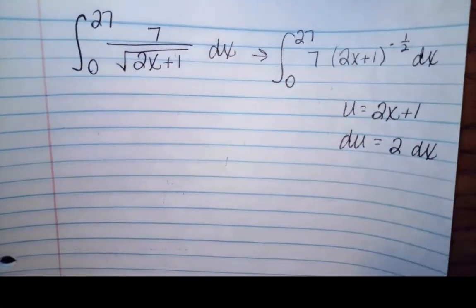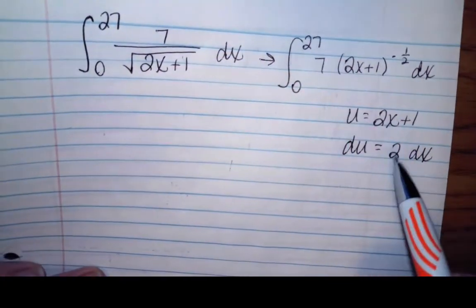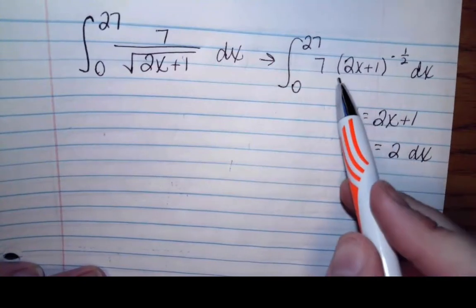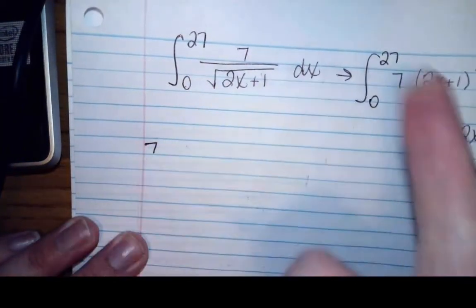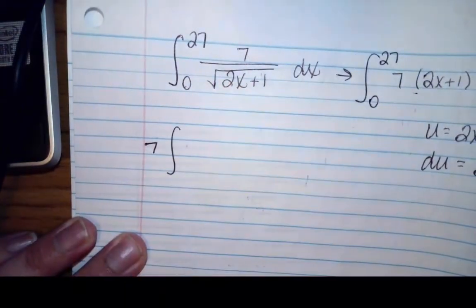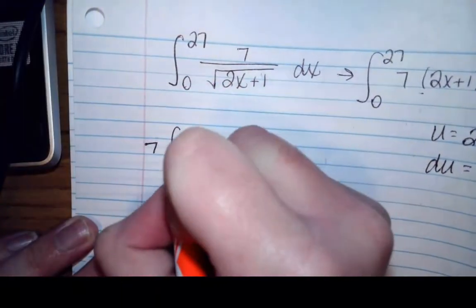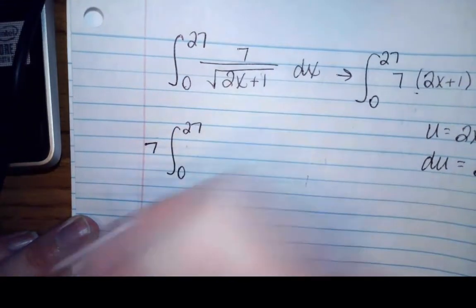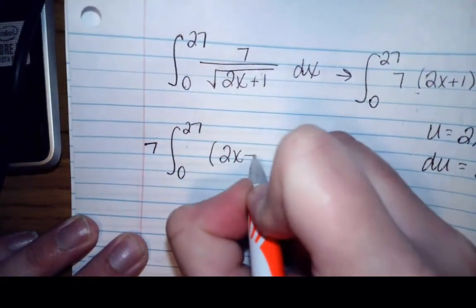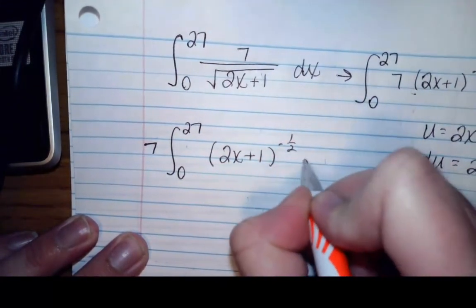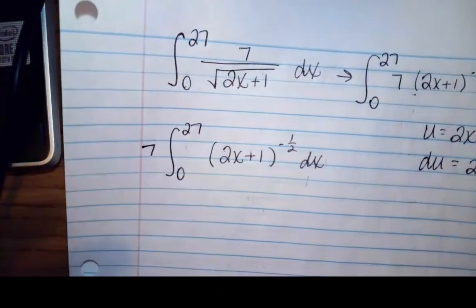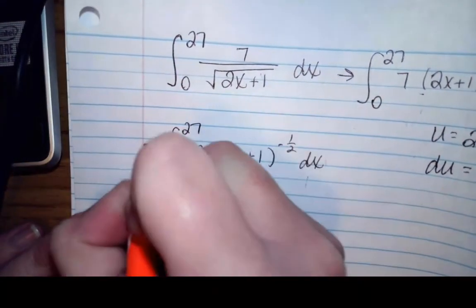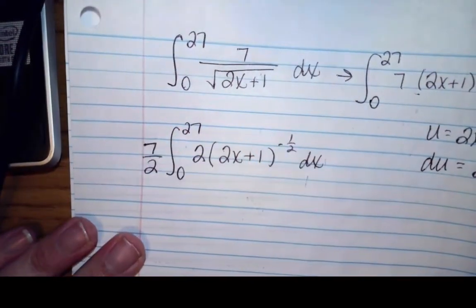Okay, so now you have an option. I only need 2 of it, but 7 is not evenly divisible by 2. What you could do, and we could have done this on the last one too, is pull that lead coefficient out front. So I'm going to go from 0 to 27. And now I've got 2x plus 1 to the negative 1/2 dx. I've got the dx, I need a 2. Okay, so if I need a 2, I'm going to divide by 2.